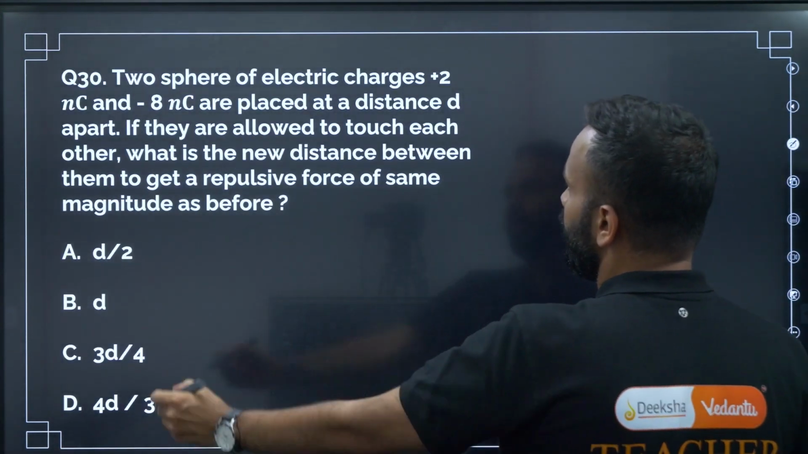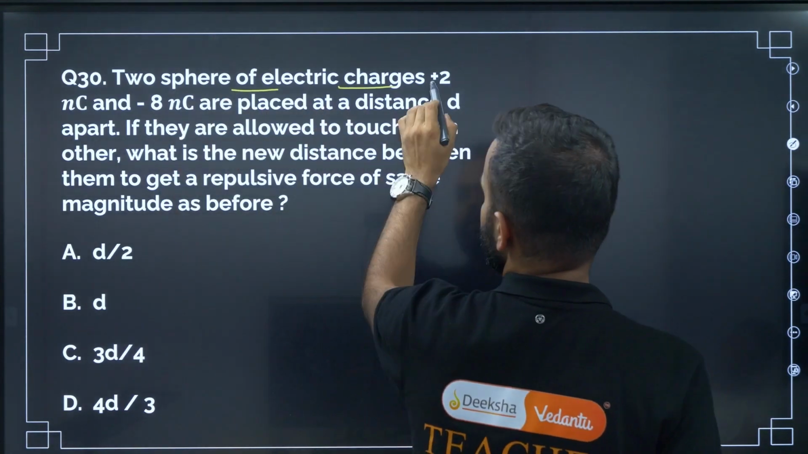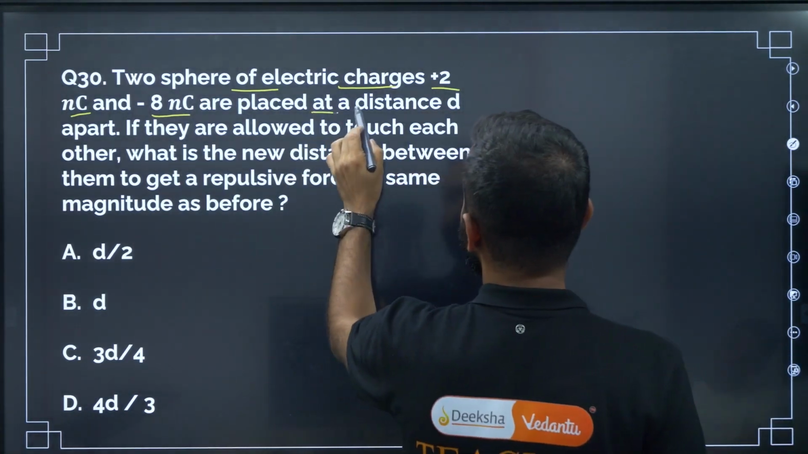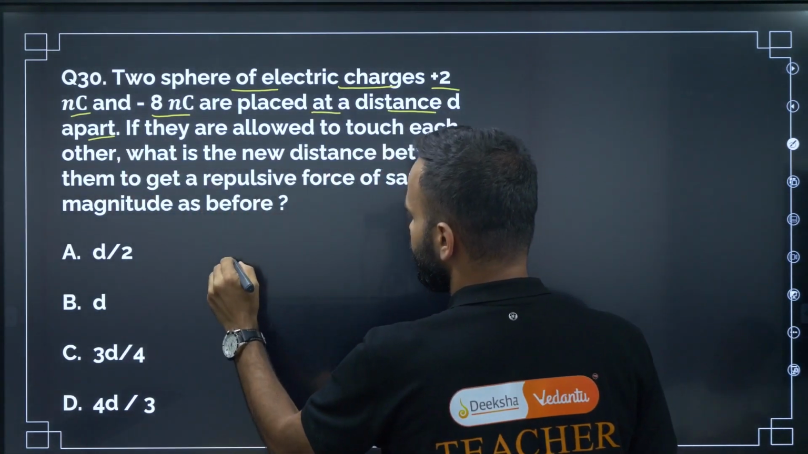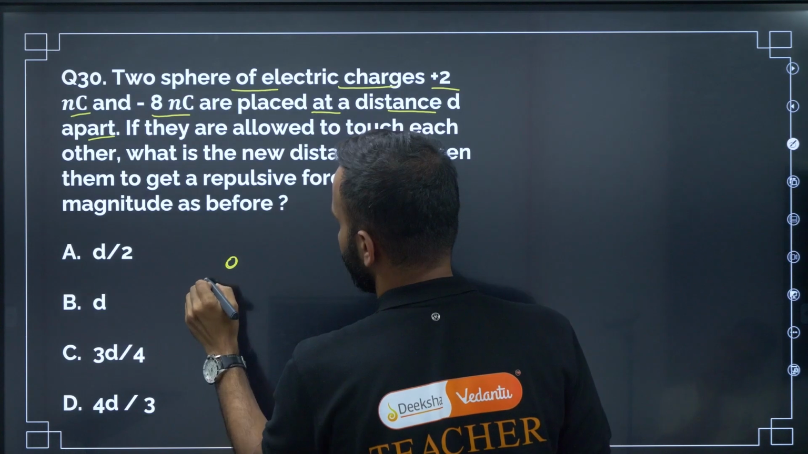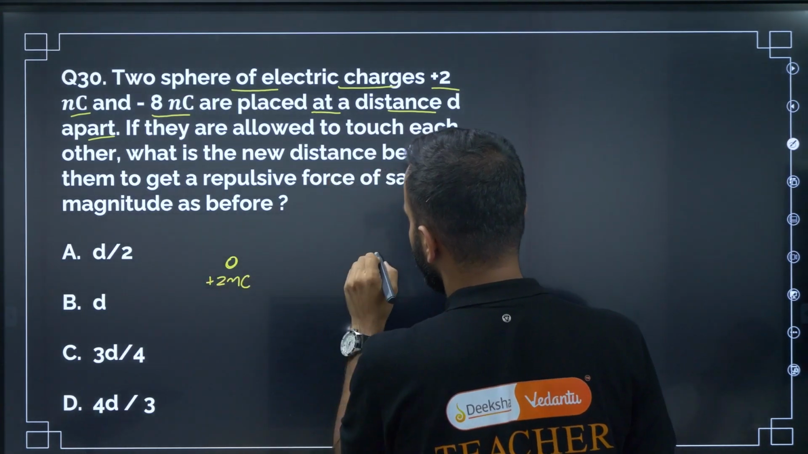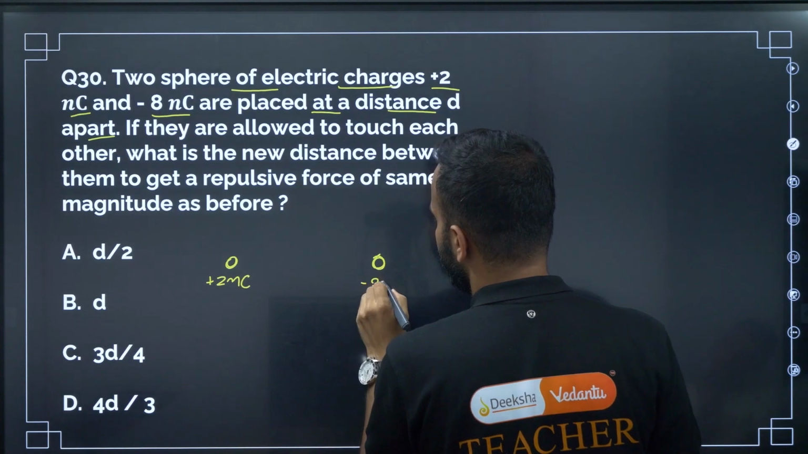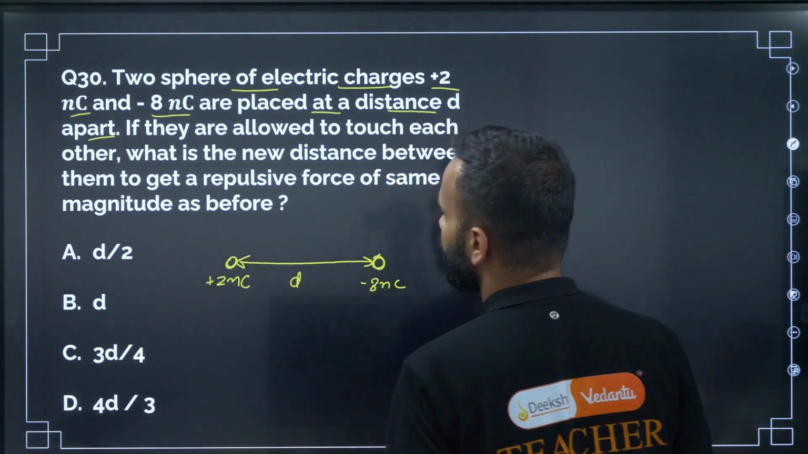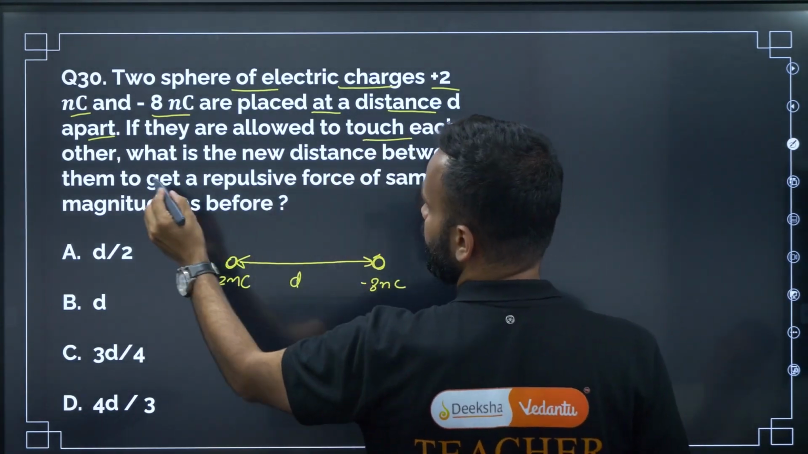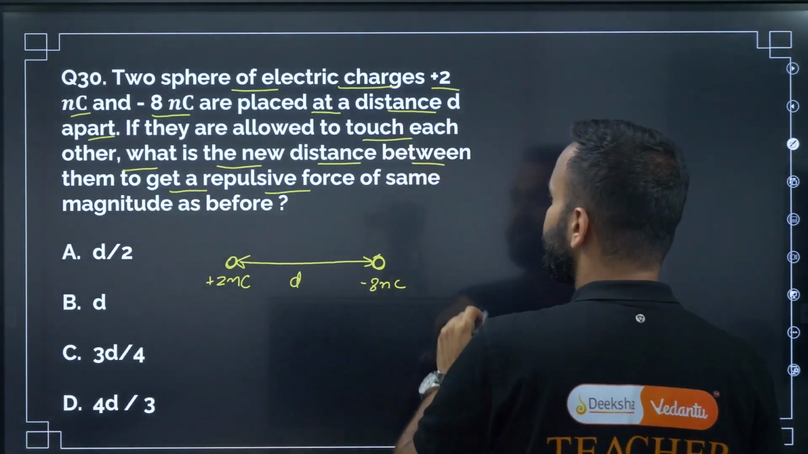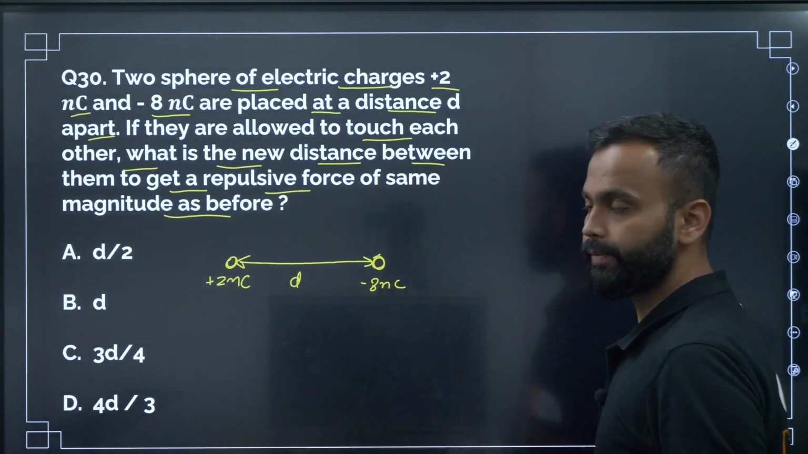Question number 30. Two spheres of electric charges plus 2 nanocoulomb and minus 8 nanocoulomb are placed at a distance d apart. Okay, here two spheres with electric charges plus 2 nanocoulomb and minus 8 nanocoulomb separated by distance d. If they are allowed to touch each other, what is the new distance between them to get a repulsive force of same magnitude as before?